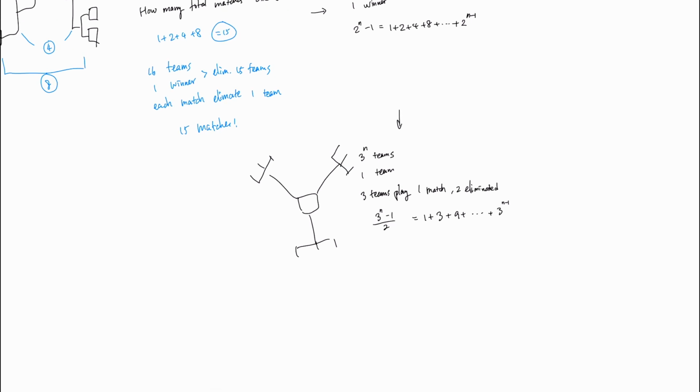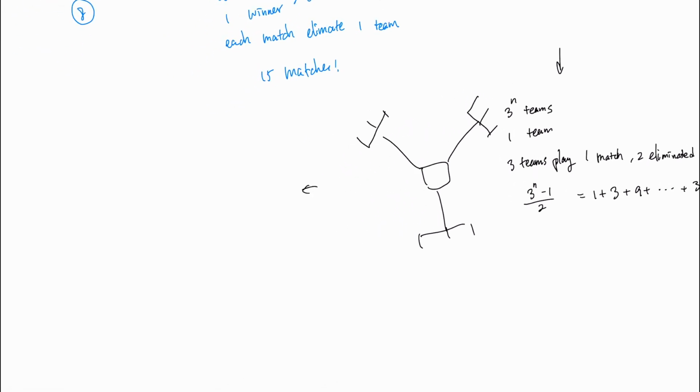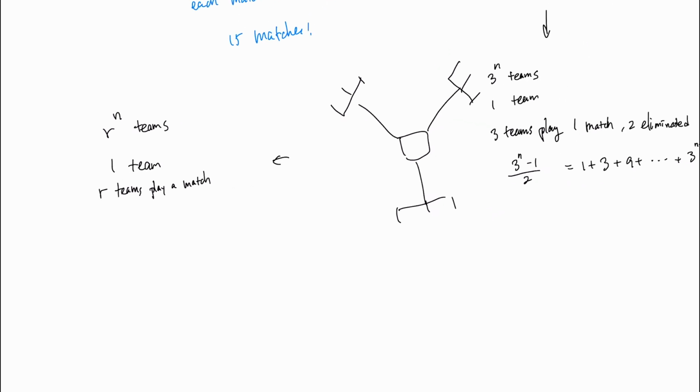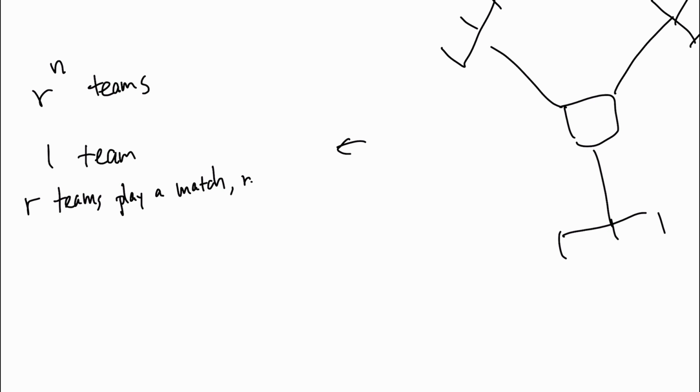Why can't we just do it with any number r? r to the n teams. No one says I have to have a whole number of teams, right? We could have 2.7 teams in a match, and we want to eliminate 1.6 teams per match. And we want to have 1 team at the end. So now, r teams play a match, and we would have r minus 1 getting eliminated.